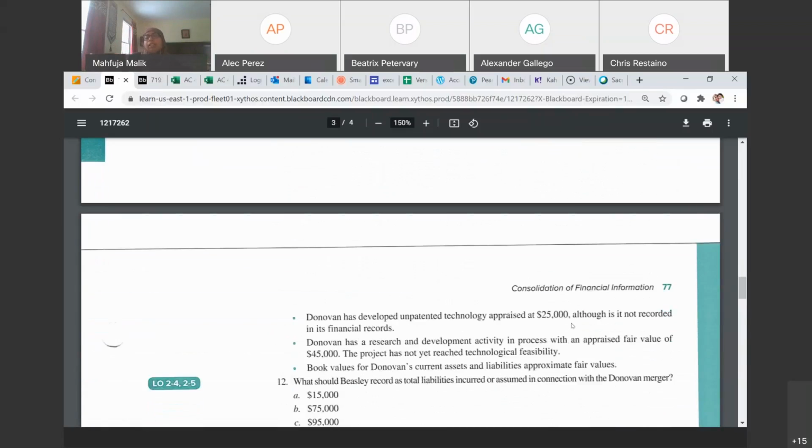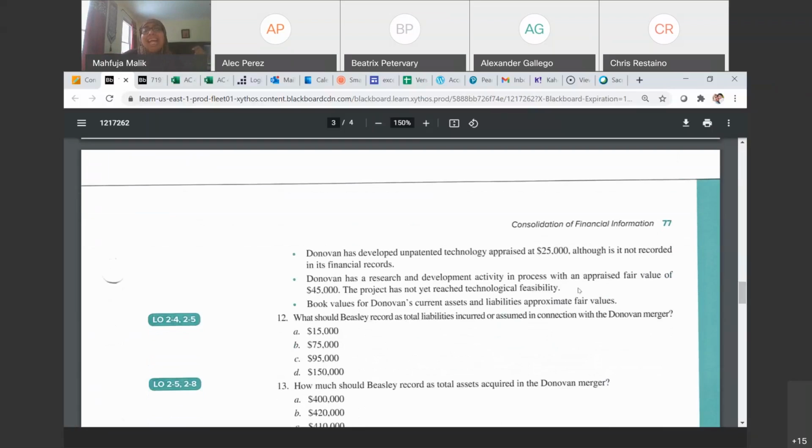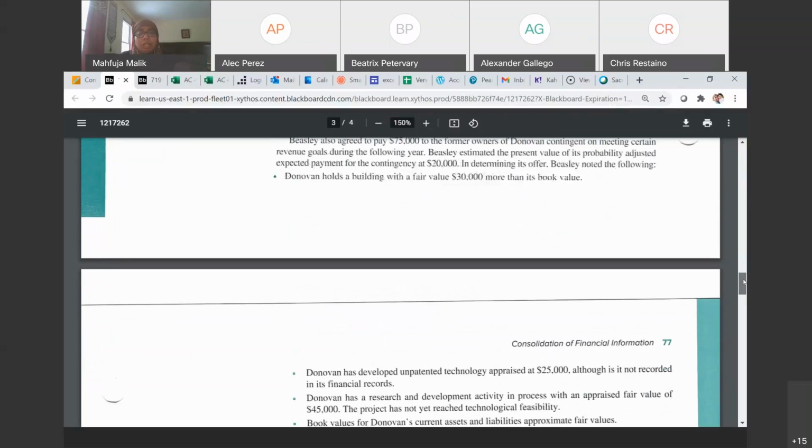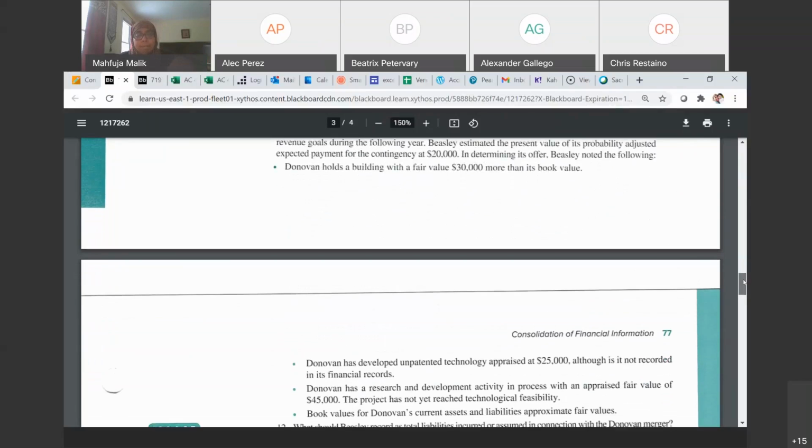But when we consider the acquisition day, we will consider the fair values plus all these things that are not on the book. Now you have one more piece of information. Donovan has a research and development activity that is not on their book yet, but that has a fair value, 45,000. So this problem didn't give you a nice, beautiful fair value column, but they put some bullet points here that will help you to calculate the difference of the fair value.